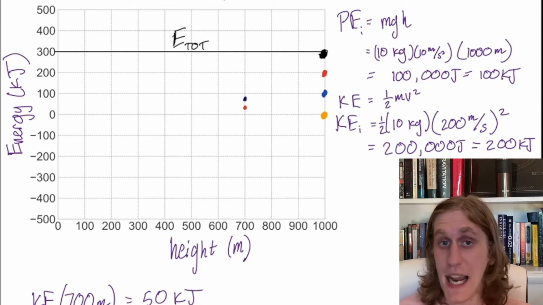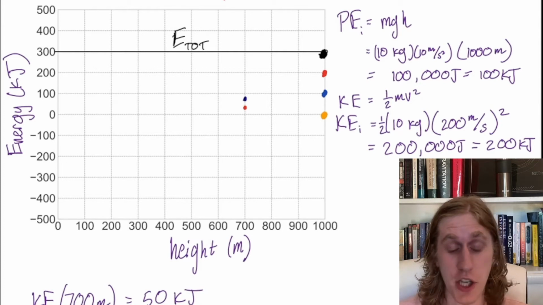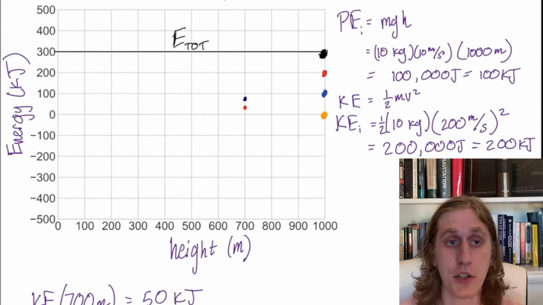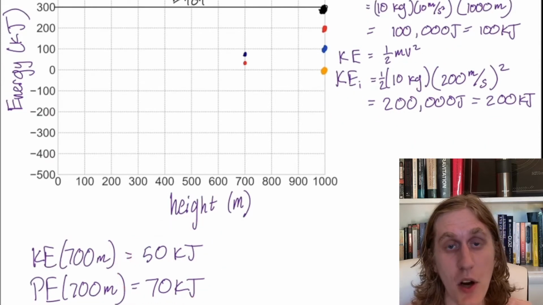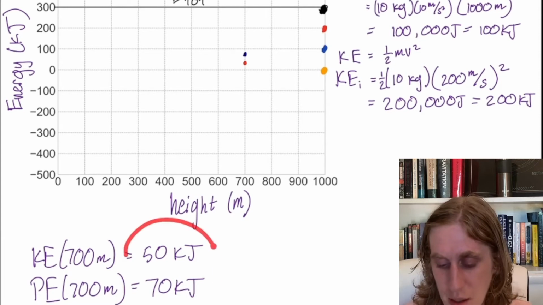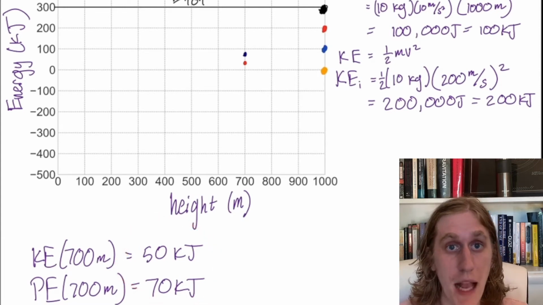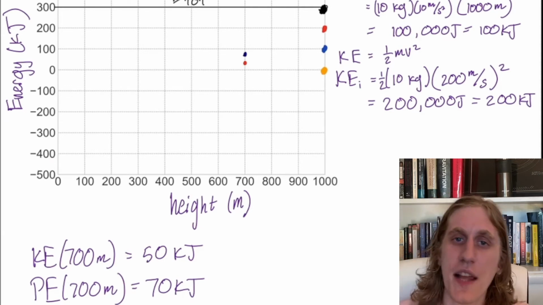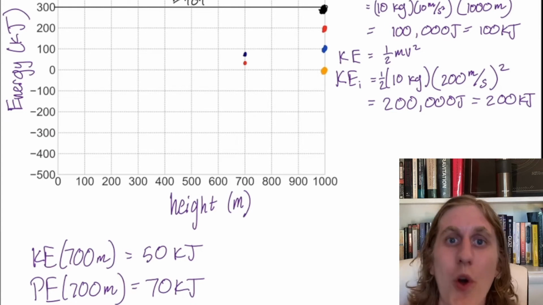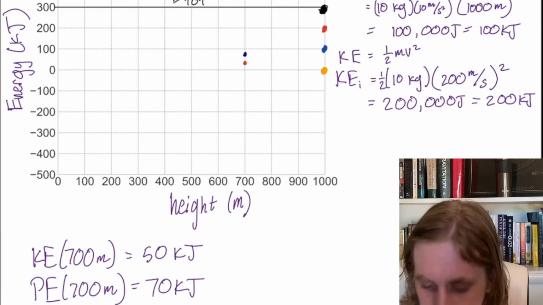That total energy is made up of three other energies: the kinetic energy, the gravitational potential energy, and the thermal energy. Our kinetic energy plus our potential energy at this point is equal to just 50 plus 70, 120 kilojoules. If the total energy is 300 kilojoules, that immediately tells us that the thermal energy must be equal to 180 kilojoules.